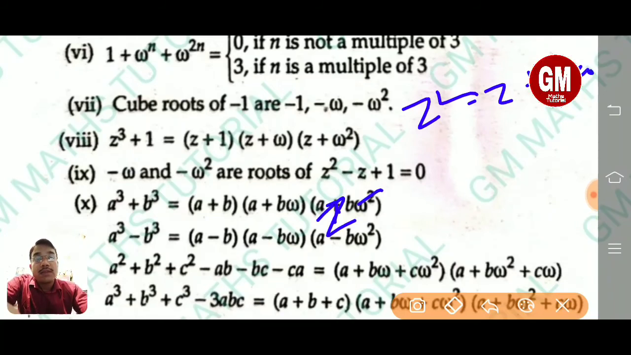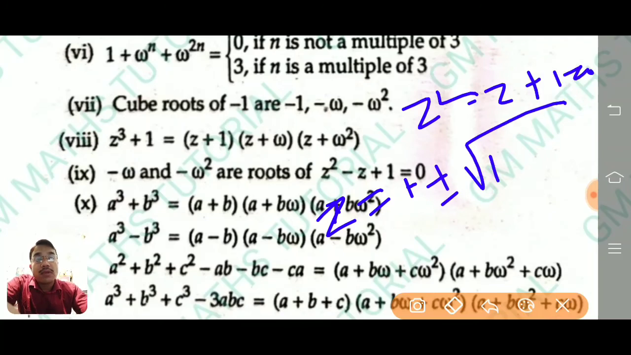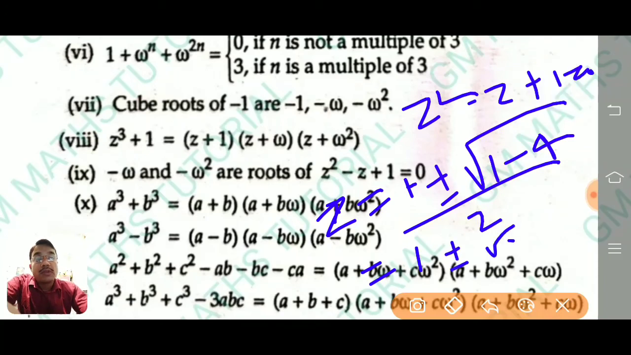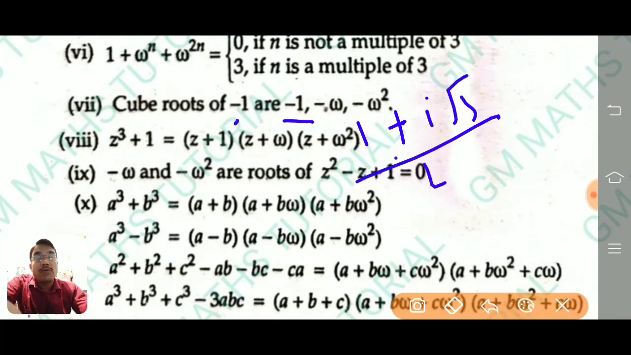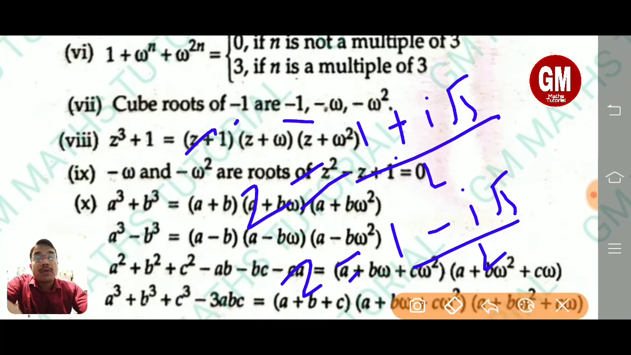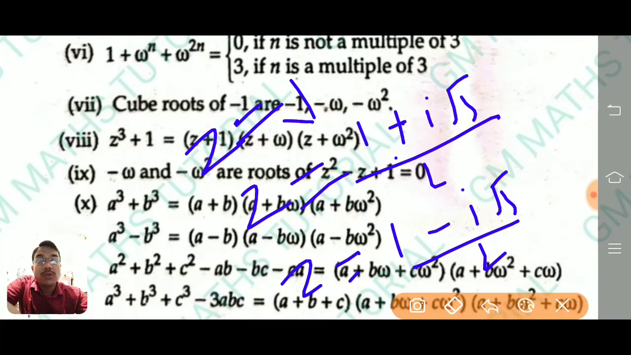What will be? Consider that z is equal to 1 plus minus root of b square minus 4ac upon 2a. That gives 1 plus minus root 3i upon 2. So here remember that the cube root of negative one gives minus 1, and the other roots are 1 plus i root 3 upon 2, and 1 minus i root 3 upon 2. These are the other roots of the negative cube root of unity.